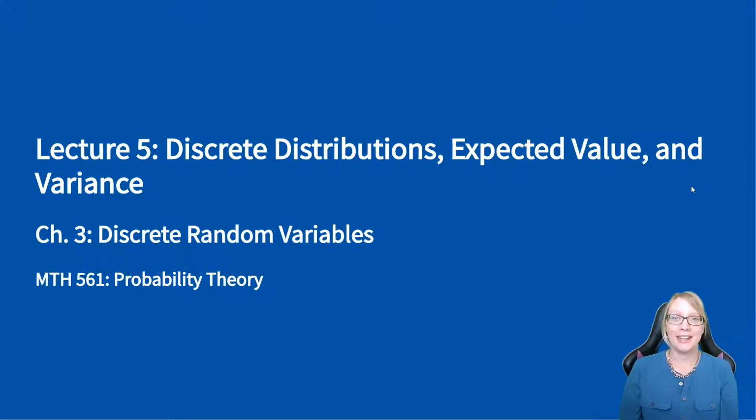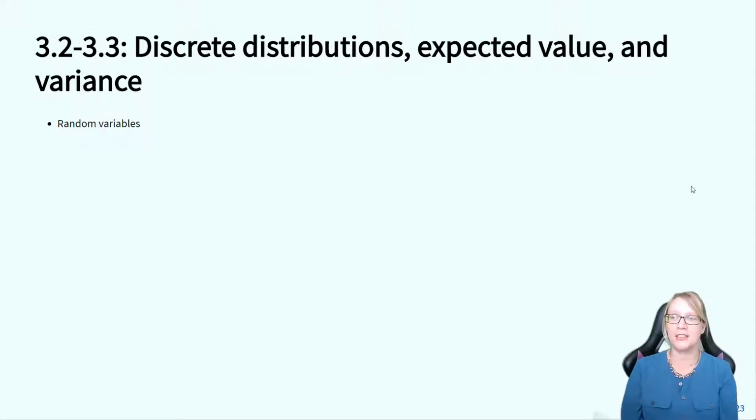Hey everyone, welcome back. In this video, we will introduce discrete distributions and some ways to describe discrete distributions, specifically expected value and variance. So we'll start by again discussing random variables in this discrete context. We'll introduce what are called probability mass functions, or mathematical representations of probabilities associated with a particular outcome of a random variable. We'll then talk about expected value as a measure of center, and then variance as a measure of spread of the random variable.